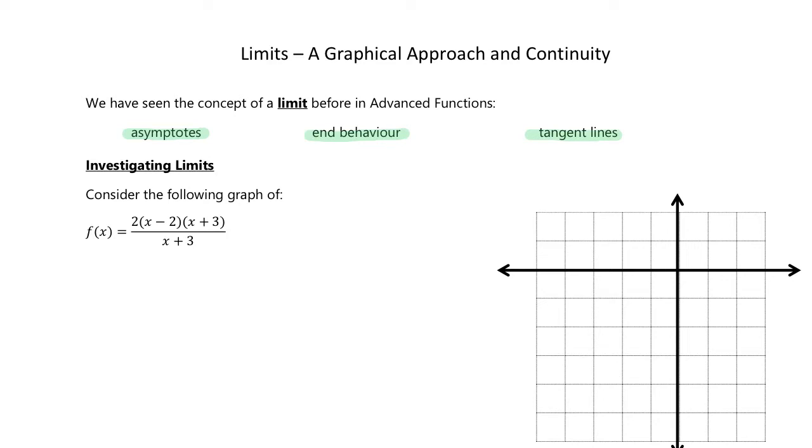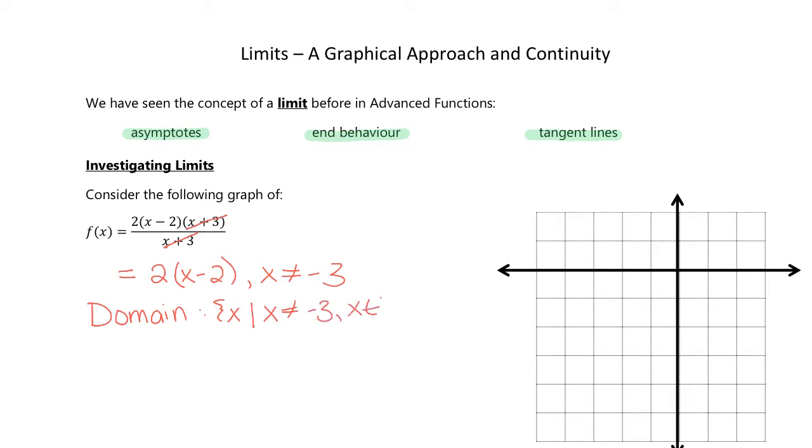Let's take a look at this function f of x. The first thing I notice is that I can simplify this function by dividing out the factor x plus 3. So this is 2 bracket x minus 2, but x cannot be equal to negative 3. Let's write down our domain here. The domain for this function f of x is x such that x cannot be equal to negative 3 and x exists as a real number.